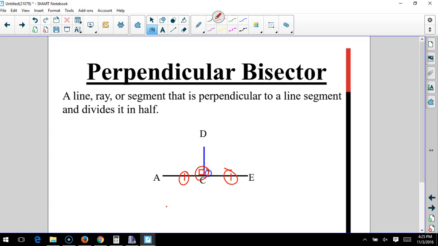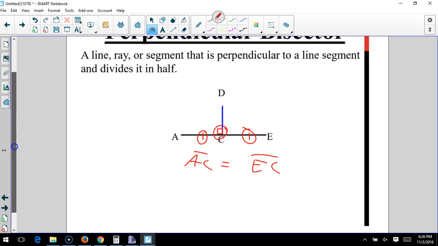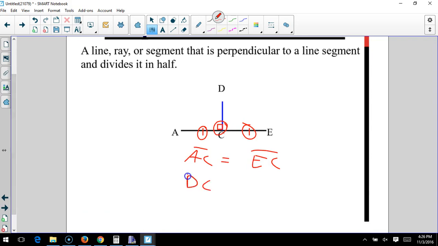So that AC is equal to EC. And also, line segment DC is perpendicular to line segment AE.